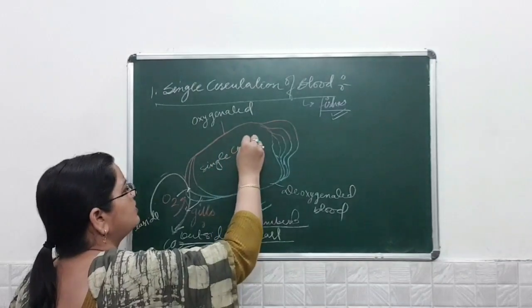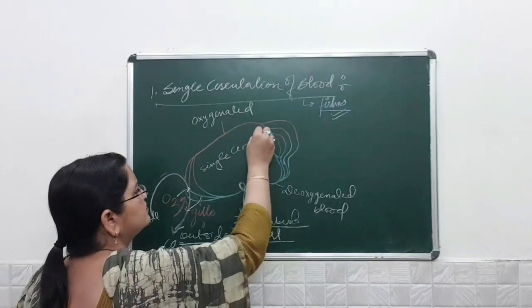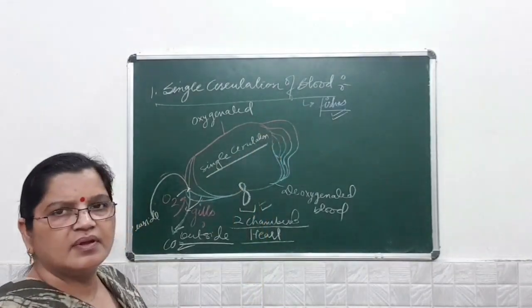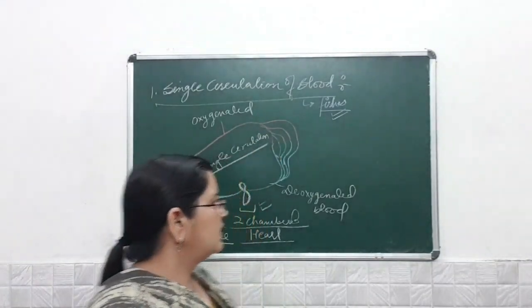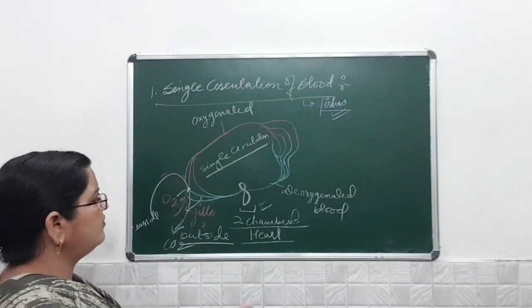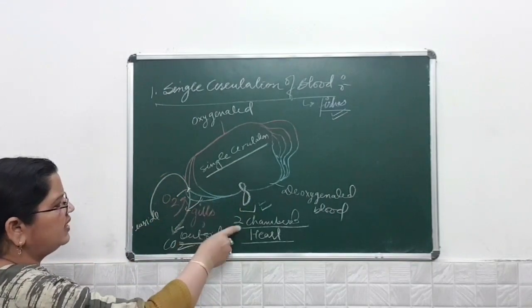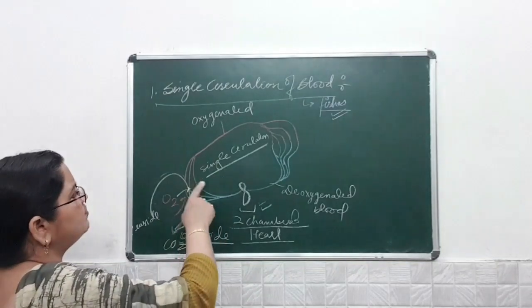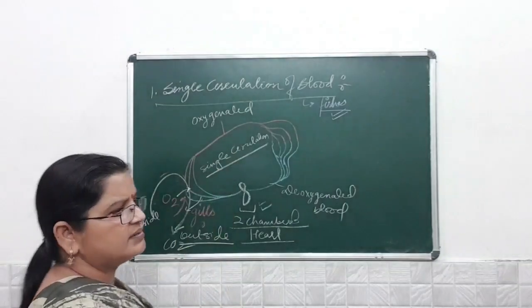Single circulation of blood. It is a simple type of circulation of blood in which heart pumps blood towards the gills, and through gills blood moves to the body organs.